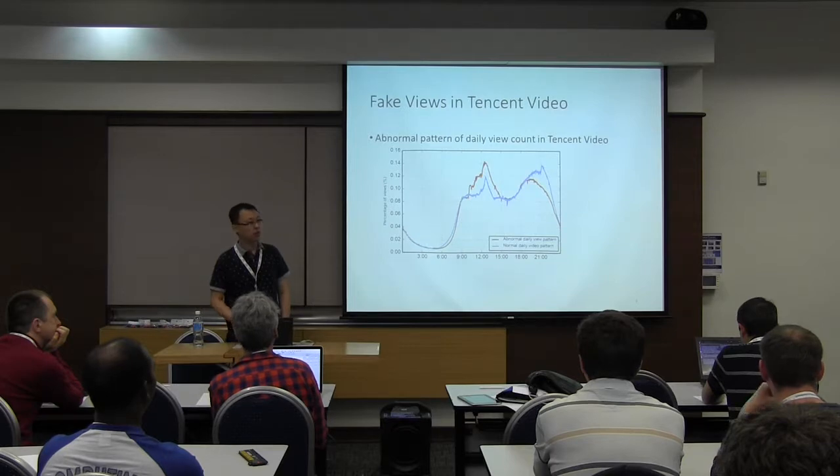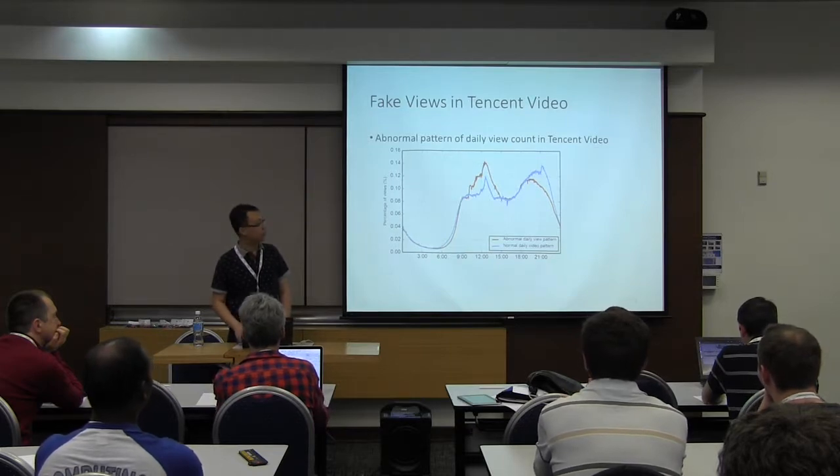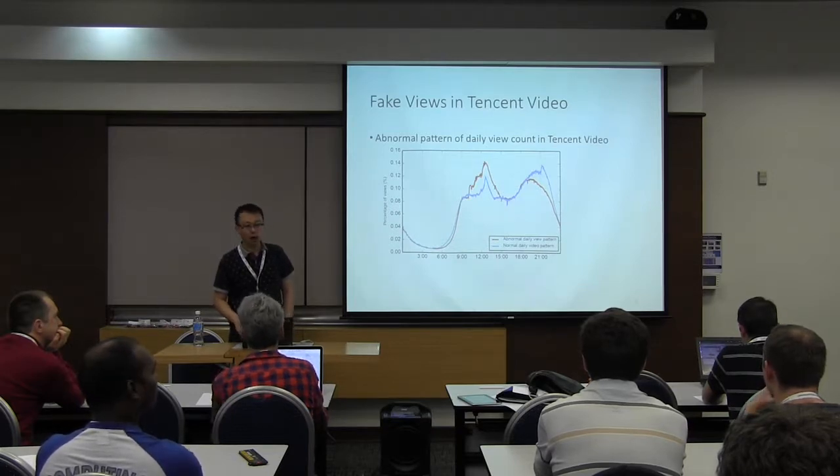This figure shows users' daily view pattern. The x-axis is the time, and the y-axis is the percentage of views normalized by the total views of the day. The view curve is a normal user request pattern. The peak hours always occur at about 21 o'clock. It will repeat almost every day.